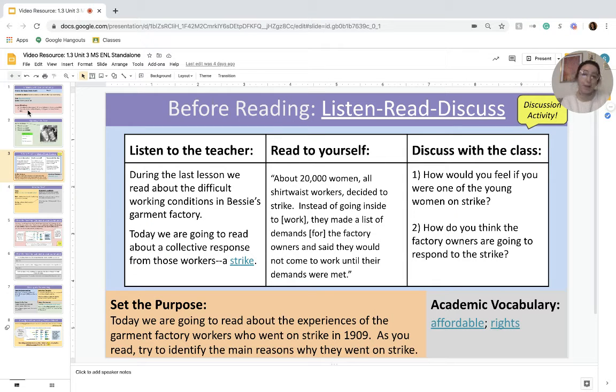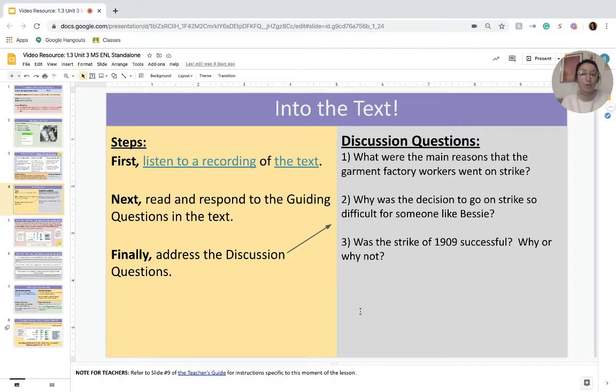So you'll share some background with them, maybe help them to read this little passage, and then you will have a class discussion about these two questions right here. Once you set the purpose for the reading, your students will jump into the reading and discussion questions.